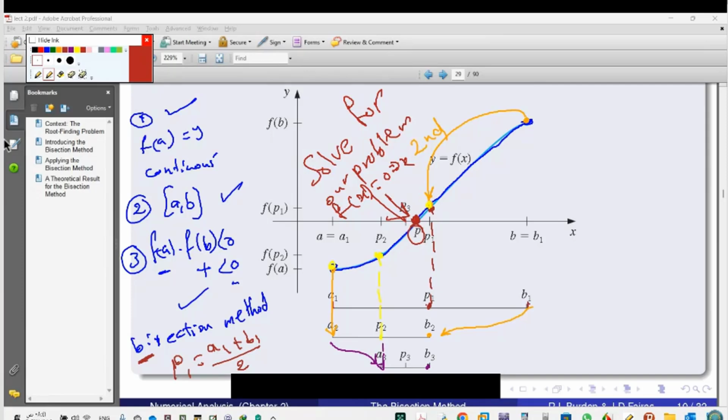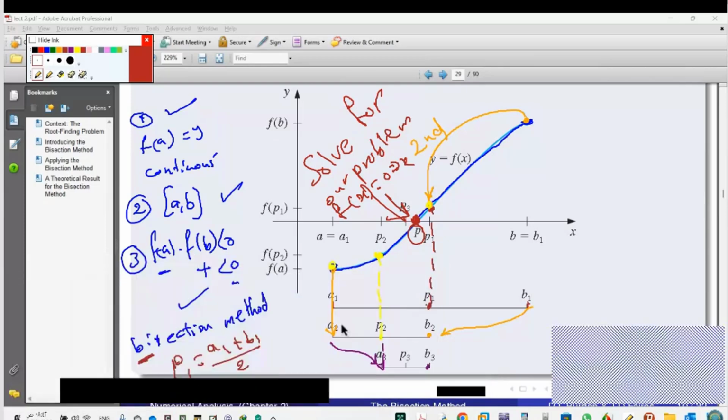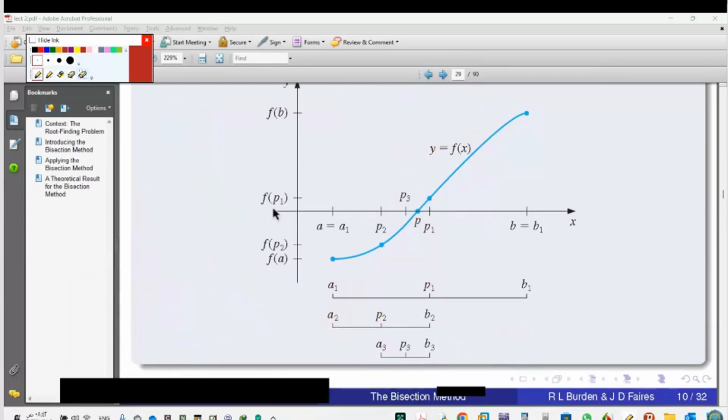Any question for this? Okay. I hope. Now, how we can solve this one?